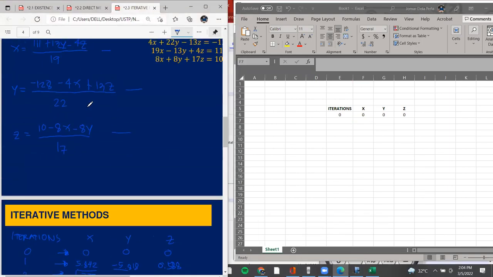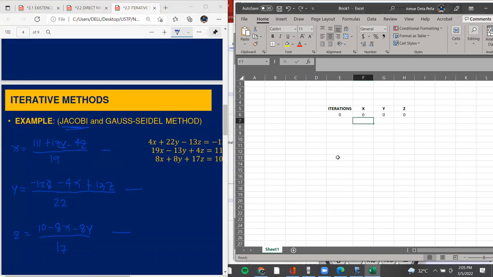So this equation, 0.11. First, the bottom is equal, then open parenthesis: 111 plus 13 times y. Do you see it? 13 times y. Minus 4 times z, times is asterisk, z is this one. Close parenthesis so the whole term is divided by 19. And then after that, enter.